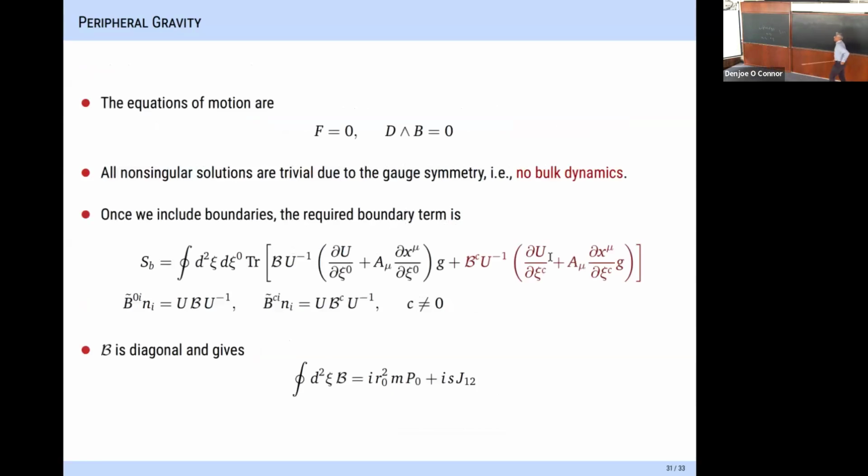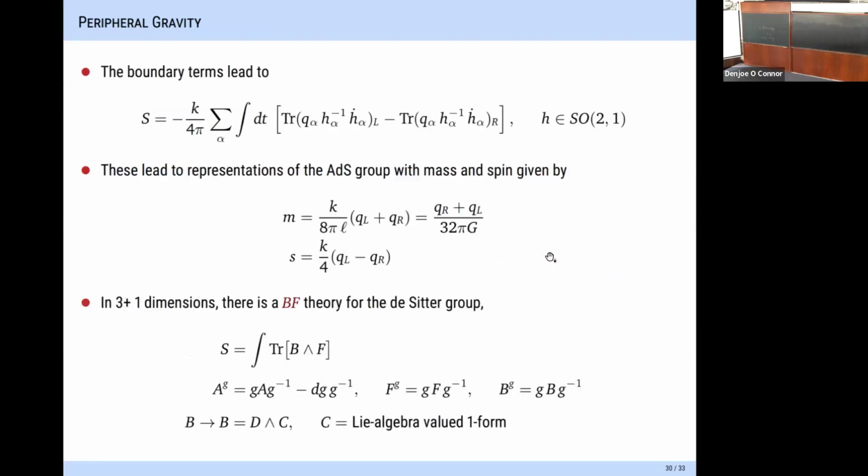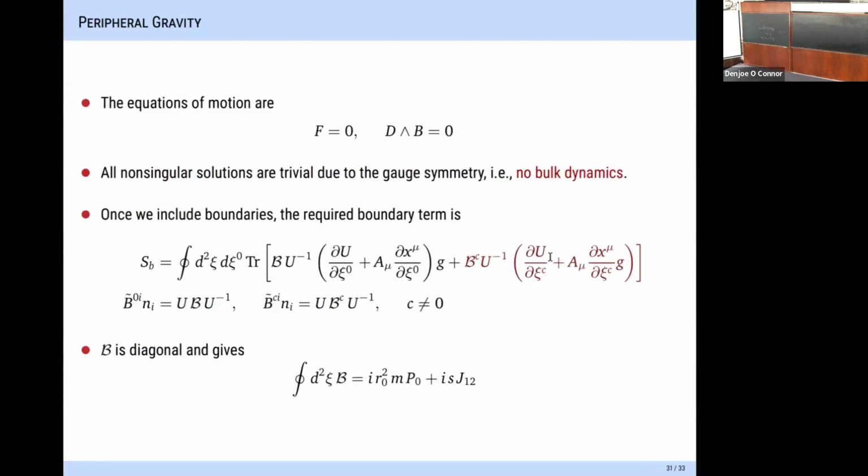If you look at the bulk equation solution, I think I should have said it before, it's just B times F. You vary B, you're going to get F equal to 0. Vary the connection, then D wedge B should be 0. So those are the equations of motion. F equal to 0 means that the connection can be set to 0 if you like. Put that in here, you see that B is a closed form. That effectively tells you there is no bulk dynamics. So it's a pure topological theory.